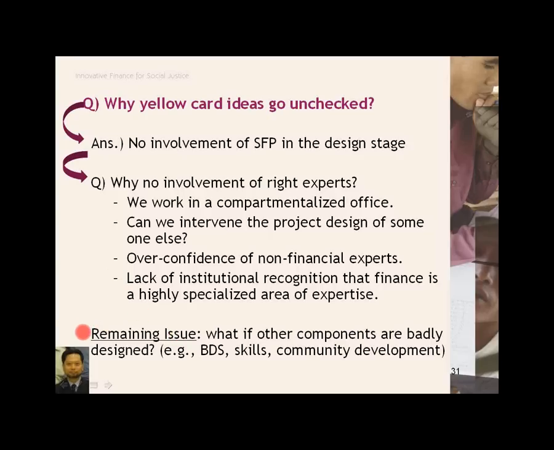Then, even if we succeed in linking up social finance experts with the project design team, there is still a remaining issue for the integrated project to work. What if other components are badly integrated? Sorry, not designed but integrated. Because the issue is usually the link between the finance component and other components: BDS, skills, child labor, social protection, gender, you name it. How can we make sure that all these pieces are put together correctly, and who will do it?